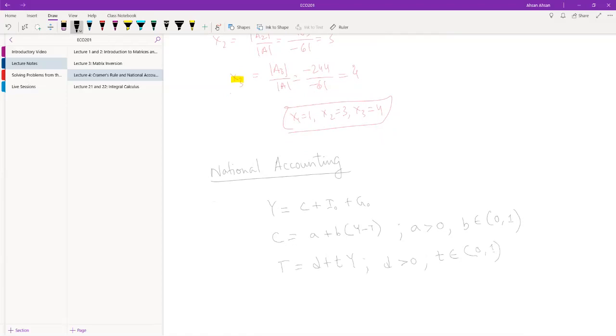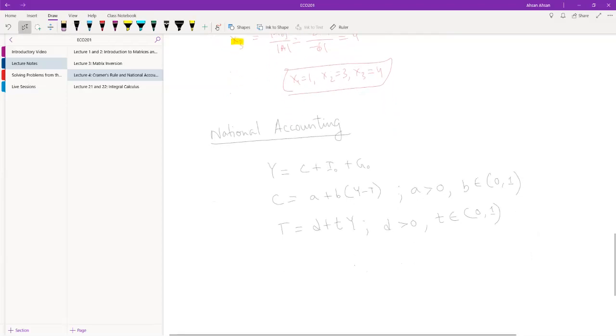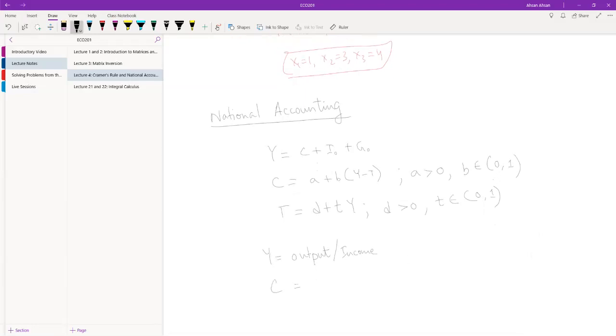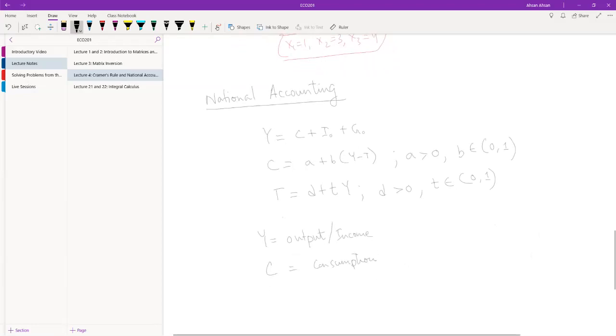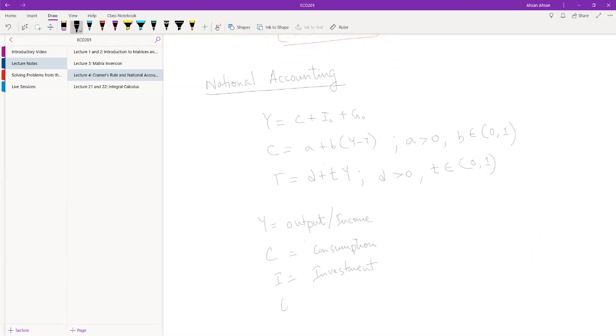So what is this? If you haven't done 101 or 102, you wouldn't really know what's going on. So let me write this down. Y is output, or you may say GDP, how much the country is producing. Or you may also call this income. C is consumption. I is investment. G is government spending. Just write government.